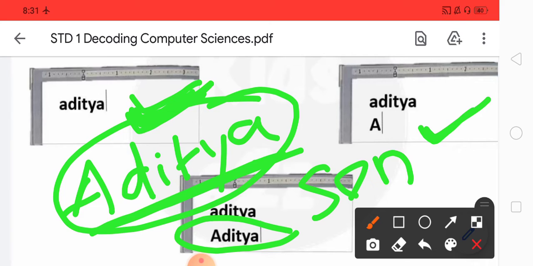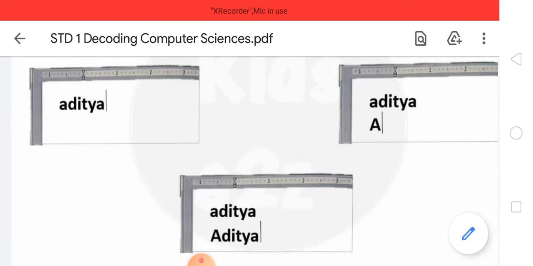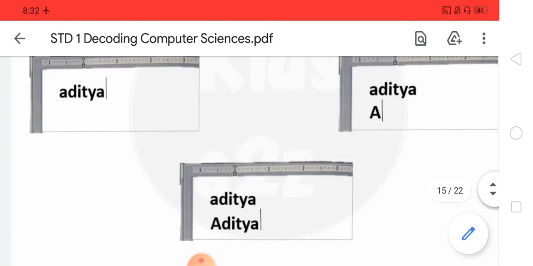Okay, here you have to first push the caps lock key and type A, then after that you again click the caps lock key, then you just have to type DITYA, and automatically these are in small letters. Okay, so here you see how to put the sentence in sentence case, uppercase and lowercase.